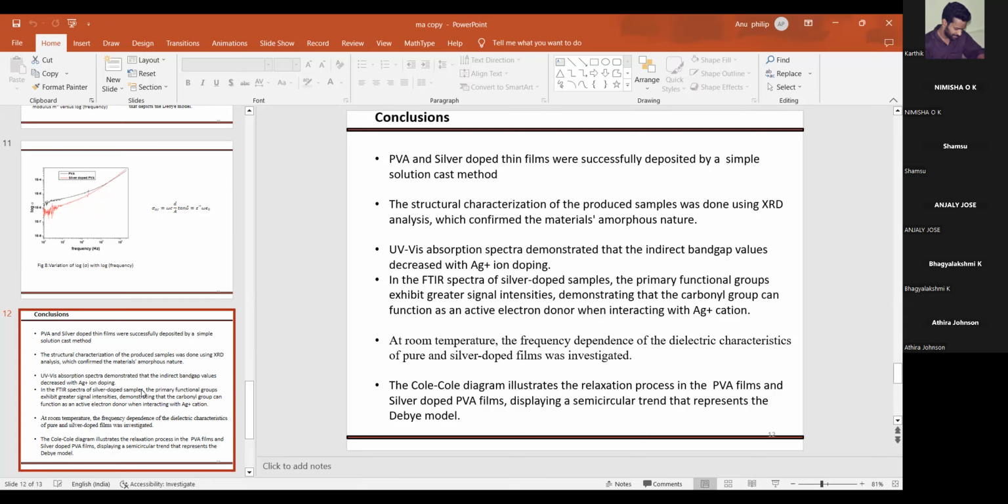At room temperature, the frequency dependency of the dielectric characteristics of pure and silver doped samples was studied. The pole diagram illustrates that the relaxation process in the PVA film and the silver doped PVA films displays a semicircular plane that represents the Debye model.